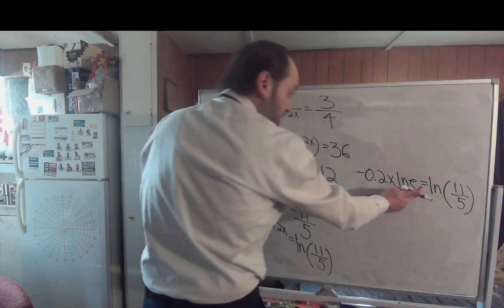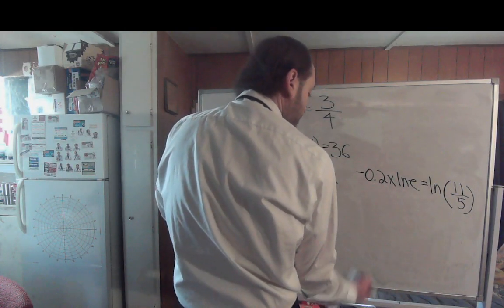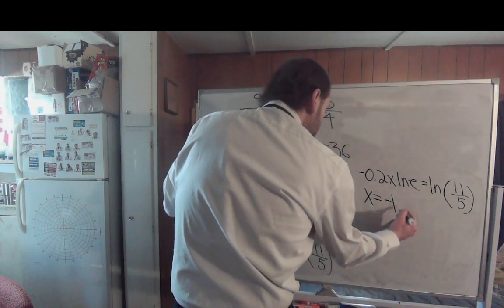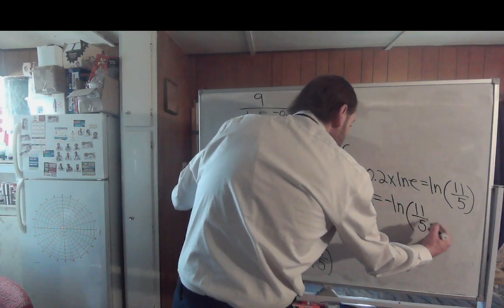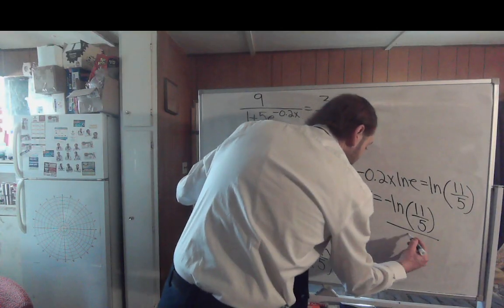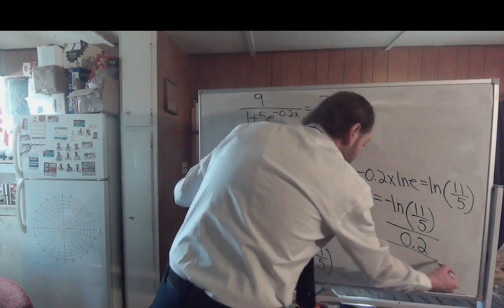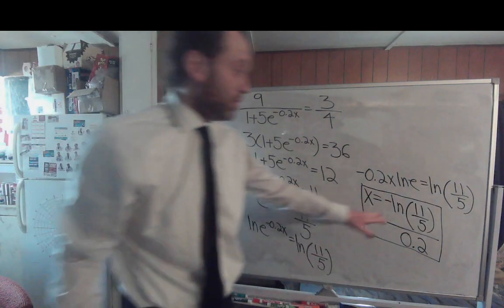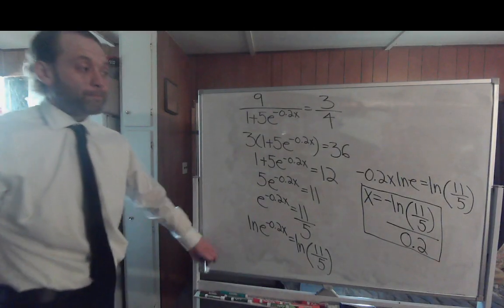Now natural log of e is just 1, so divide both sides by negative 0.2. You get that x equals negative of the natural log of 11/5 divided by 0.2. And that would be your exact answer. X equals negative of the natural log of 11/5 divided by 0.2.